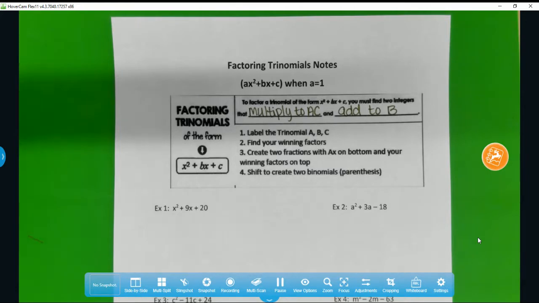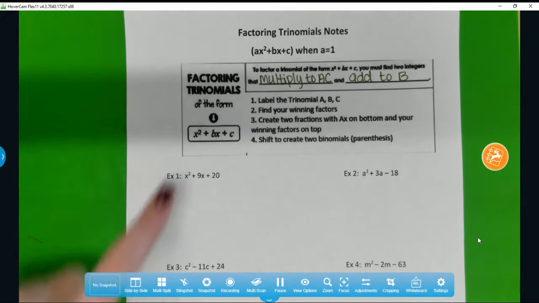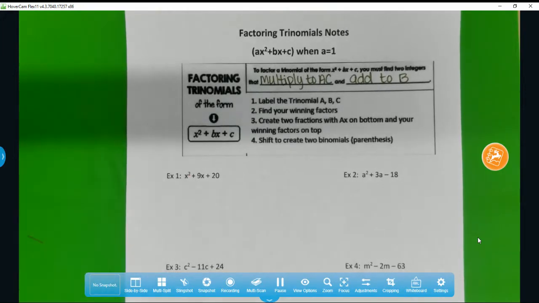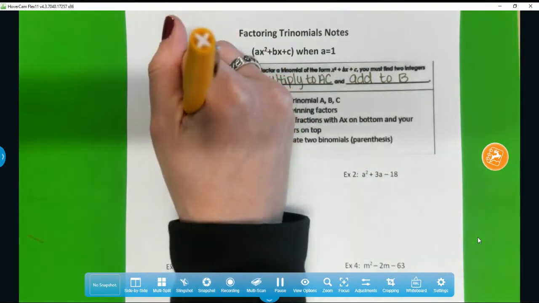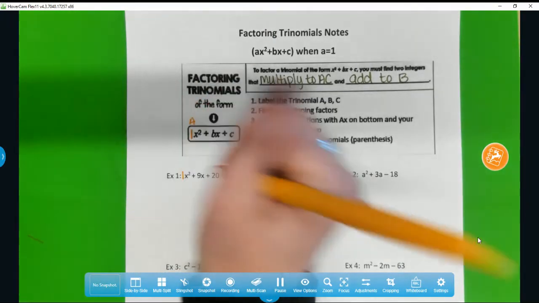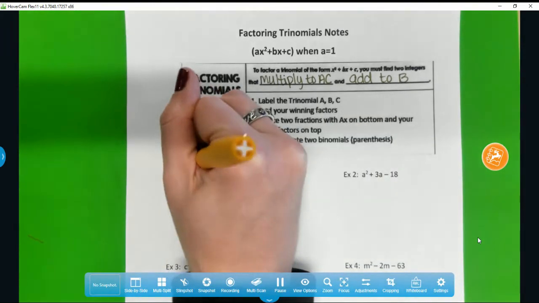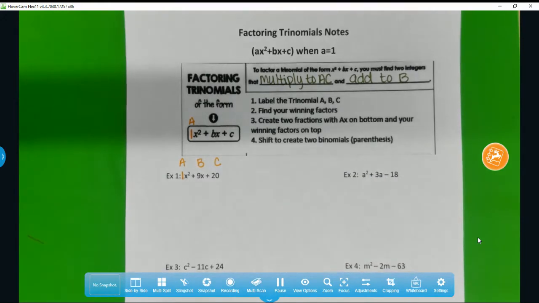Okay, step 1, we're going to label the trinomial ABC. Since nothing today is going to have a number in front, we're going to go ahead and put a 1. We're going to label it A, B, and then C. So on example 1, I'm going to put my 1 and label it A, B, C. The first step's pretty easy.